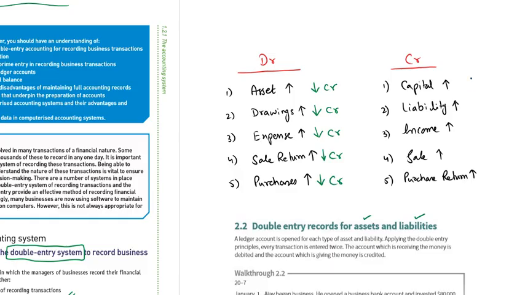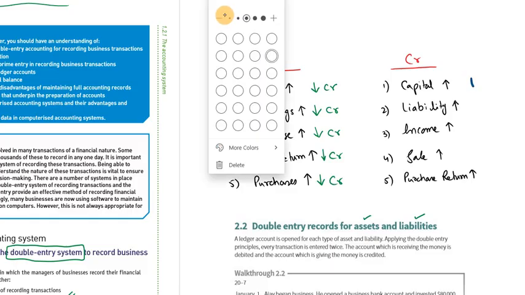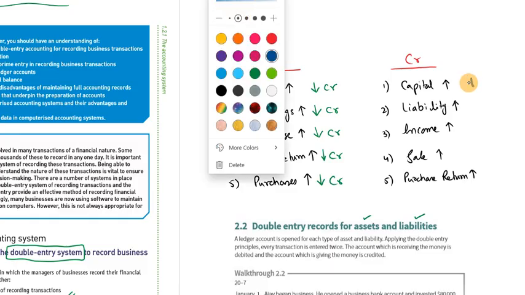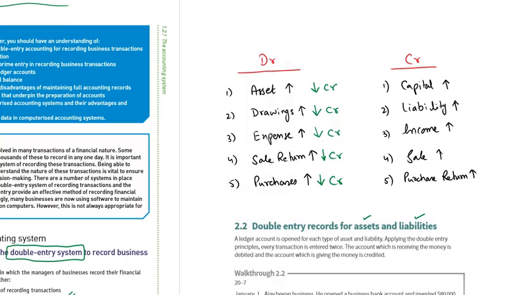For example, decrease in capital, we will debit the capital account. Increase in capital is credit, but decrease in capital is debit. Decrease in liability, debit. Decrease in income, debit. Decrease in sale, debit, and the last, decrease in purchase return, debit. So you have to remember the credit nature and debit nature of the accounting heads.